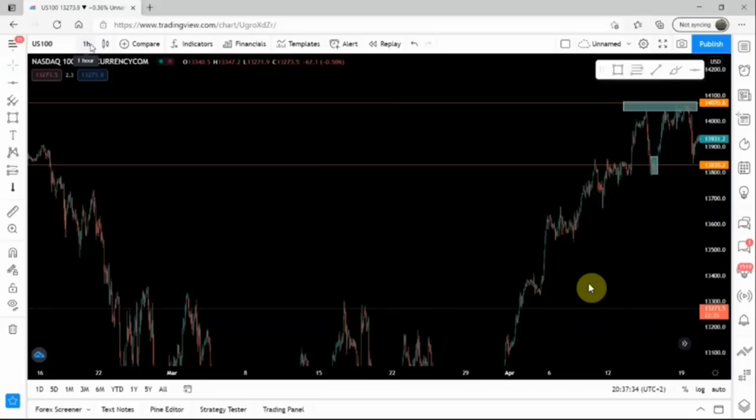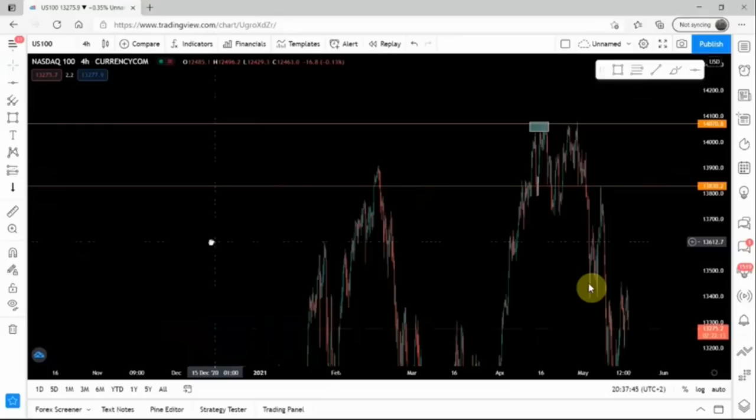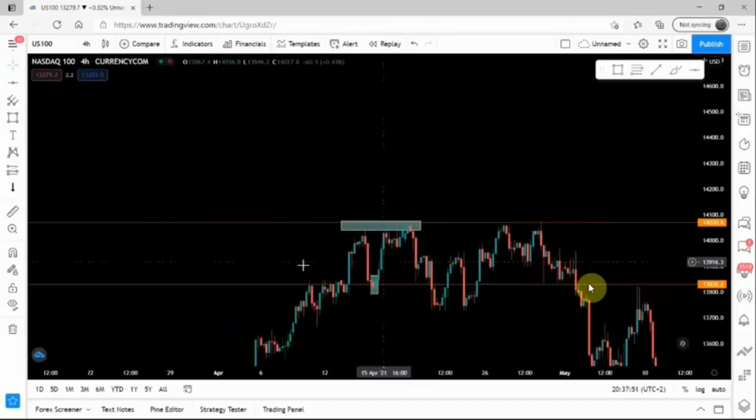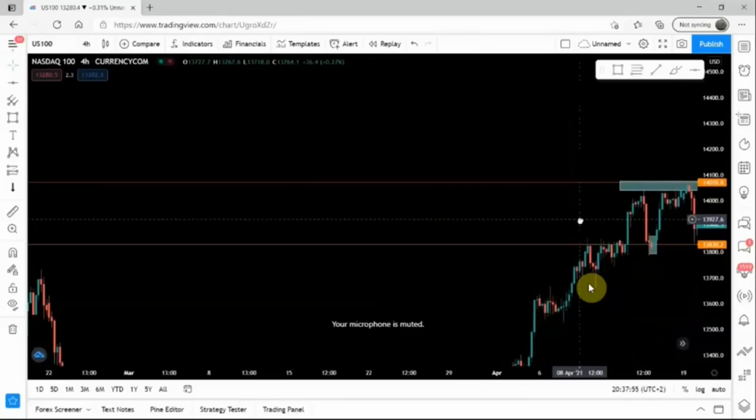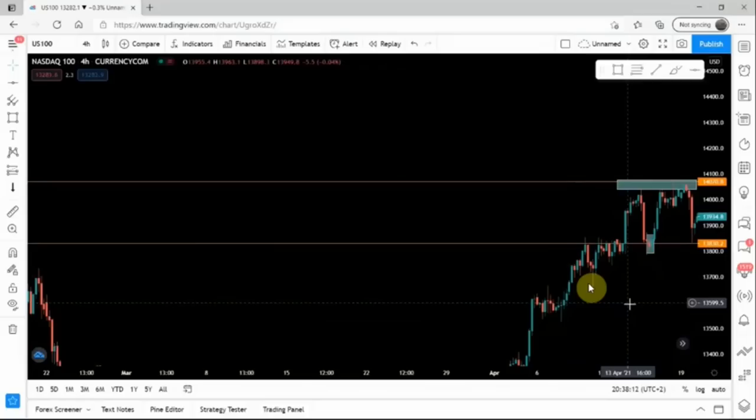Right, let's go to a 4-hour chart. And where are we? We're up there. We're probably getting that. Probably looking at that now, right? What are you thinking? Okay. Look at that chart carefully.